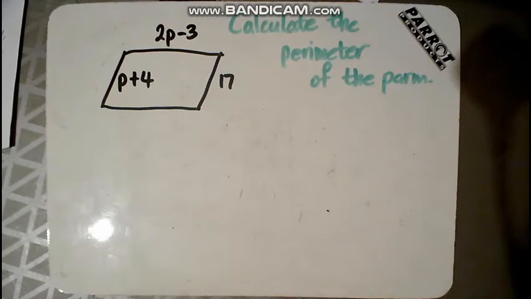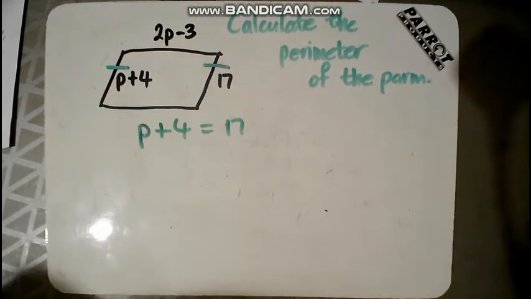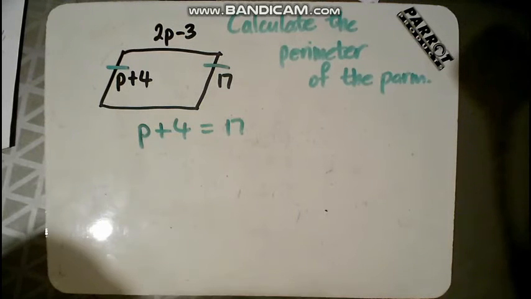Right, in this question, we're looking at the perimeter. Calculate the perimeter of a parallelogram. Parallelograms are called palms. So we know that the opposite sides of a palm are equal. So we can see that the opposite sides are equal. So p plus 4 is equal to 17. We can then solve for p.